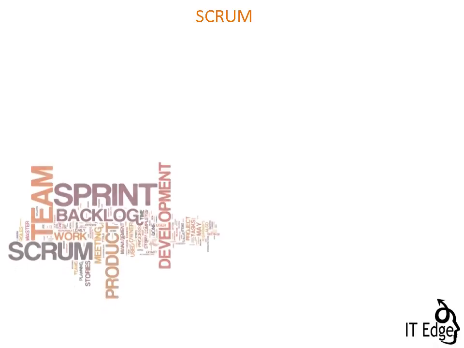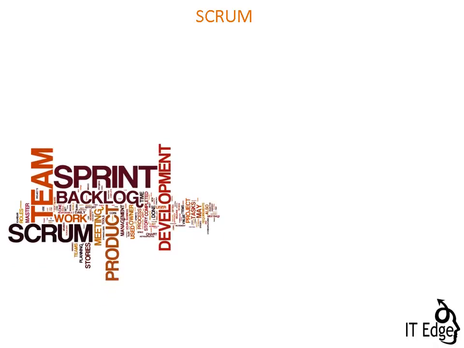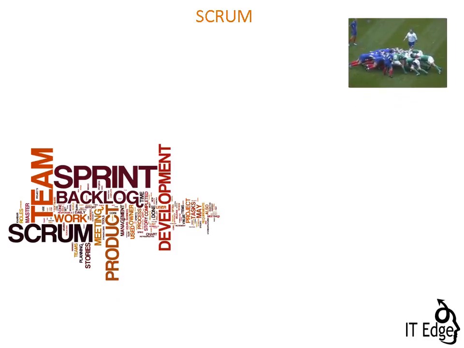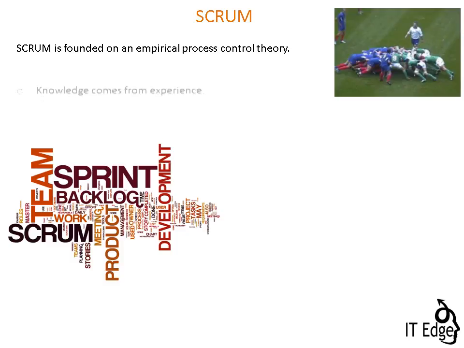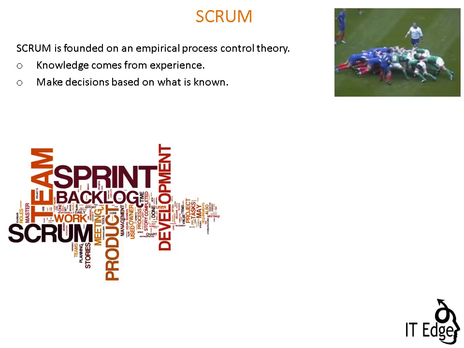Scrum was developed by Ken Schwaber and Jeff Sutherland. The method's name is derived from rugby. The Scrum is a group effort to move quickly to counter the opposite team, adjusting the move along progress. Scrum is based on an empirical process control theory which asserts that knowledge comes from experience and we should make decisions on what is known.